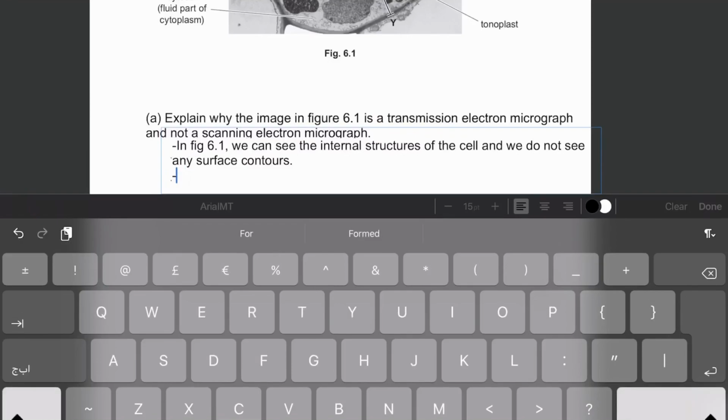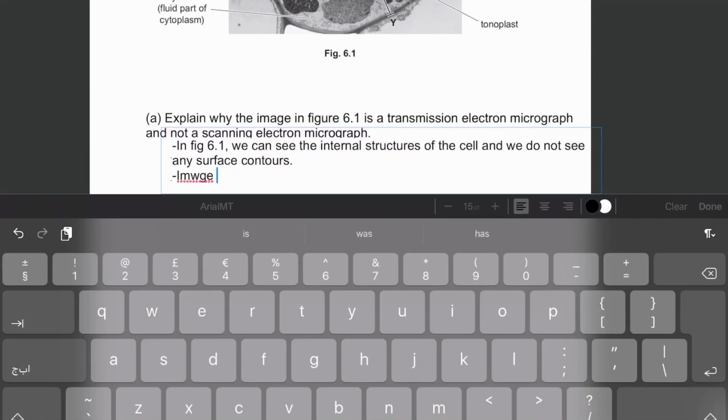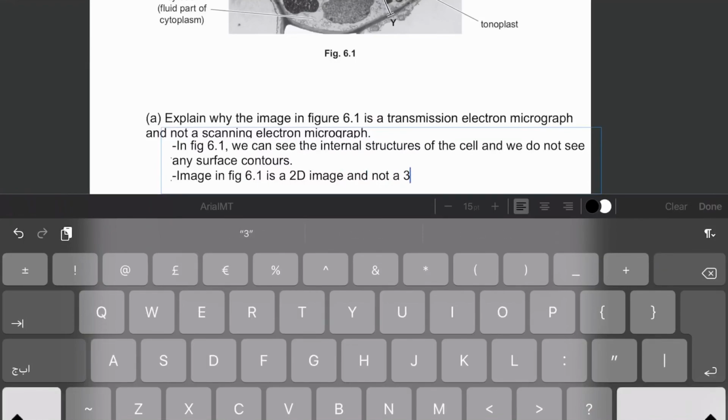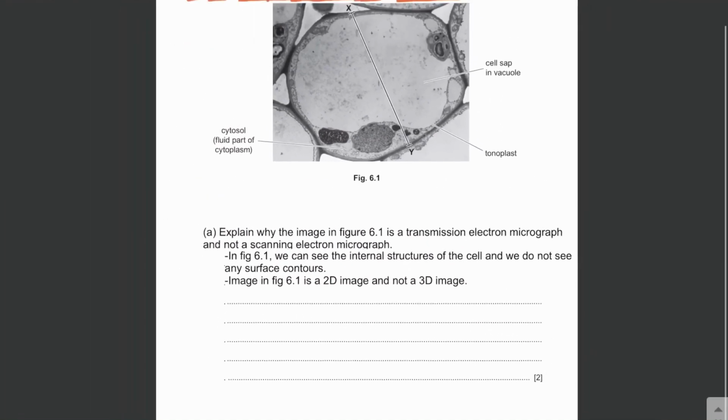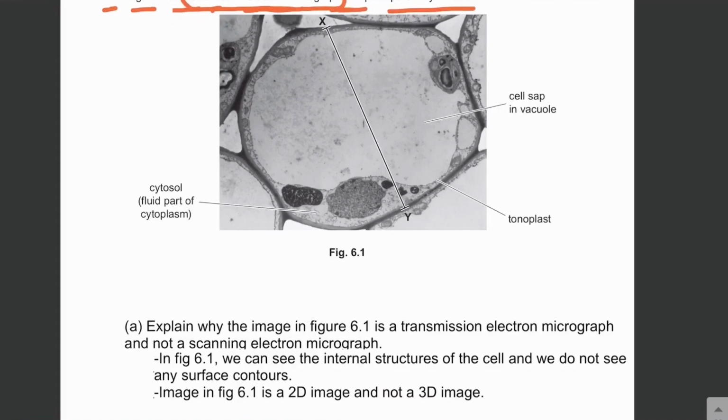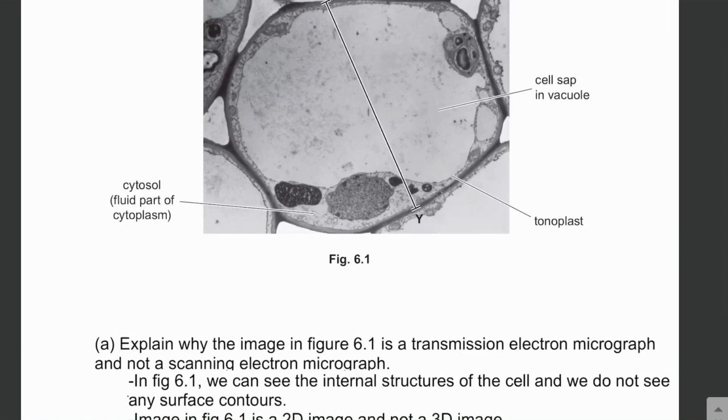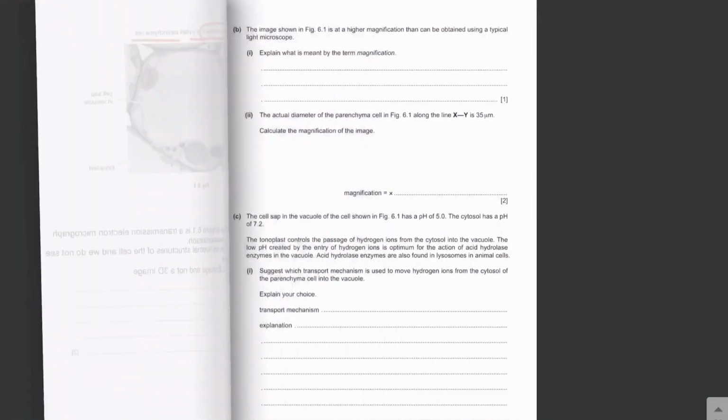And we will also mention that the image in figure 6.1 is a 2D image. It's a 2D image and not a 3D image, right? So this is what we write when we are asked to identify whether the image that we are observing is a transmission electron micrograph or a scanning electron micrograph. Let's move on to part B.